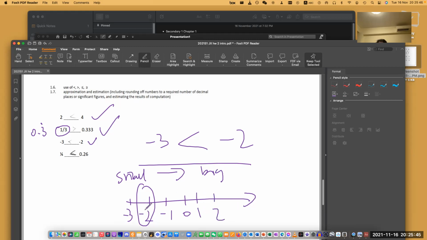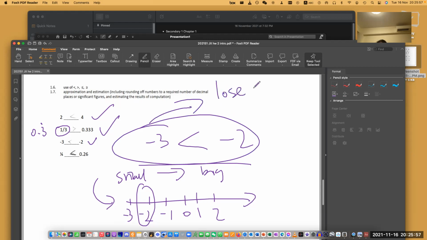Okay, so -2 is bigger than -3 if you look at the number line. This is one way to verify this. Another way to verify this is: -3 is lose $3, -2 is lose $2. So you just need to ask yourself, lose 3 is worse than lose 2, right? Lose 2 is better, in a sense. So over here, it's correct also.